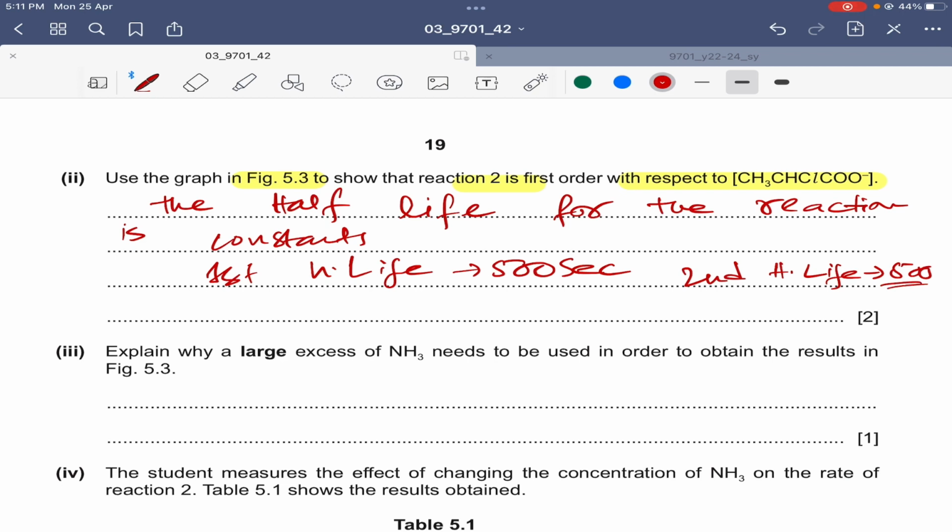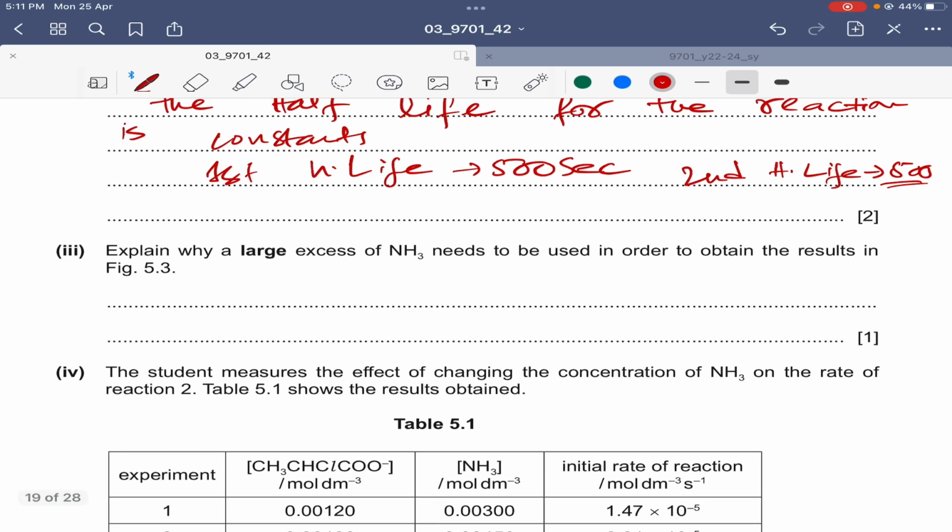So that means this is a first order reaction, because if a reaction has constant half-life, it is a first order reaction, right? Now the next part is: explain why a large excess of ammonia needs to be used in order to obtain the results in figure 5.3. Why did we use a large excess of ammonia? To make the concentration of ammonia almost constant.